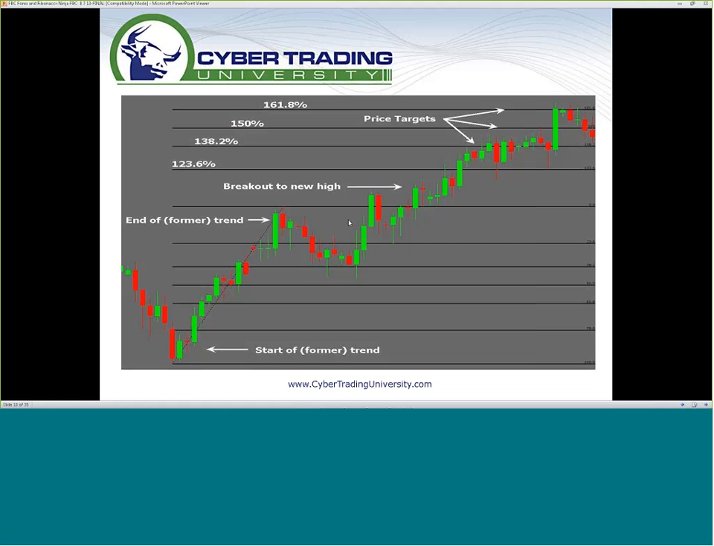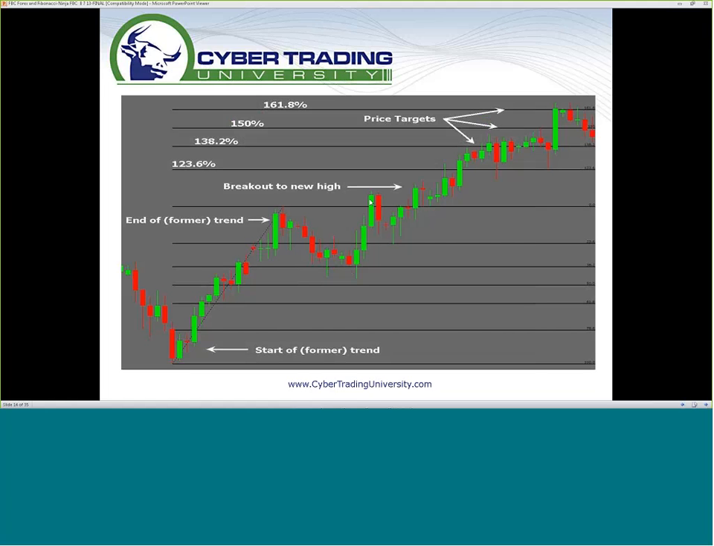Here's how it works. We start again at the beginning of the trend. That's the former trend. We draw the Fibonacci tool on up. It's the same chart as before. The market retraces, and we know we found support at the 38.2% Fibonacci retracement level. Then we wait for the market to break out to a new high. Well, where's our price target? Where should we anticipate resistance?